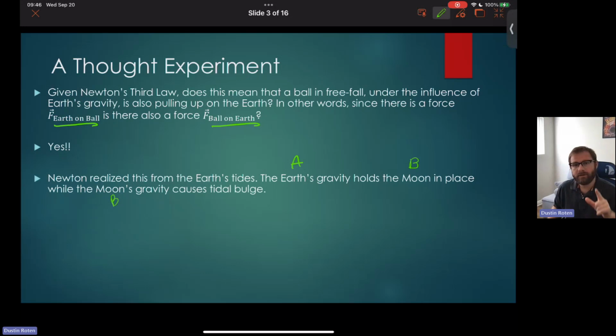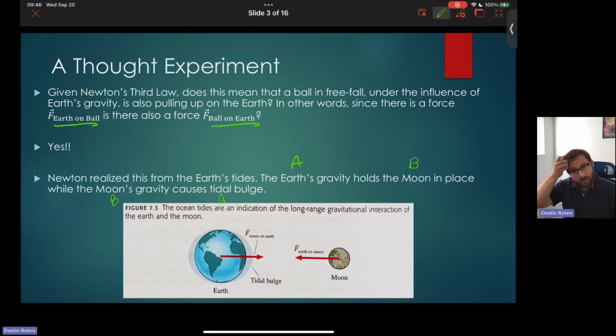Okay, we have the moon's gravity causing tidal bulges on the Earth, which means the moon is actually pulling back on Earth. So there's our reaction B on A. And this equal and opposite reaction idea had evidence, and people realized that back in the day, even Newton sort of put this together. So yeah, it does make sense that a ball being dropped would actually pull back on the Earth. But obviously the Earth is so massive, it's not going to move and accelerate.